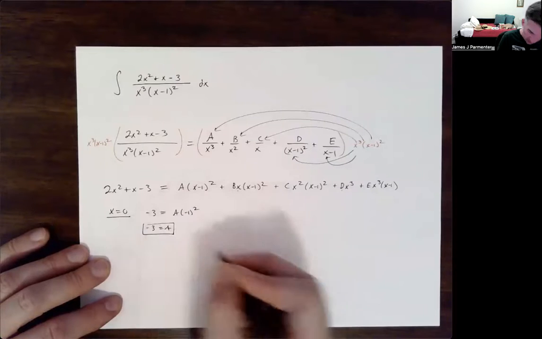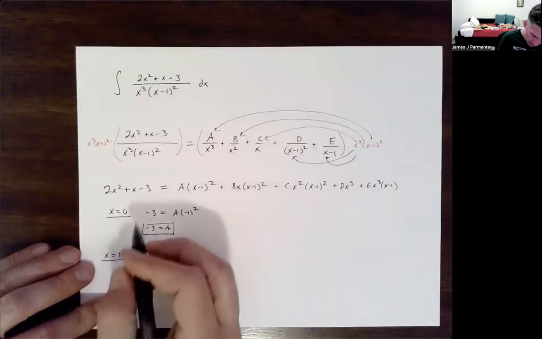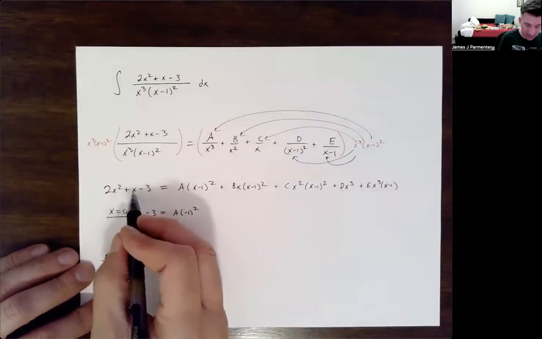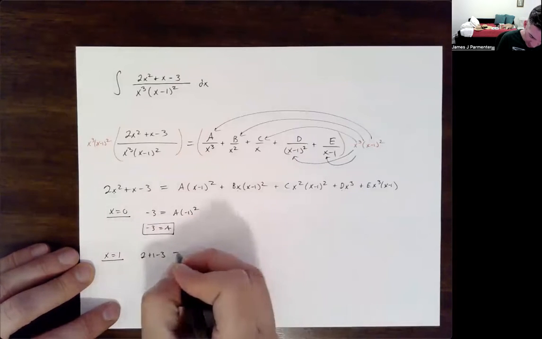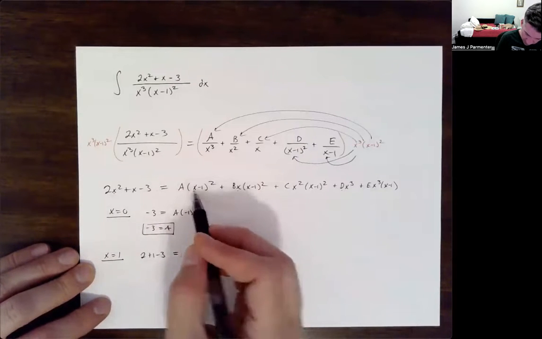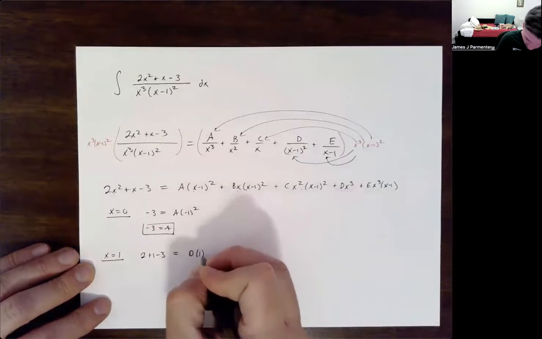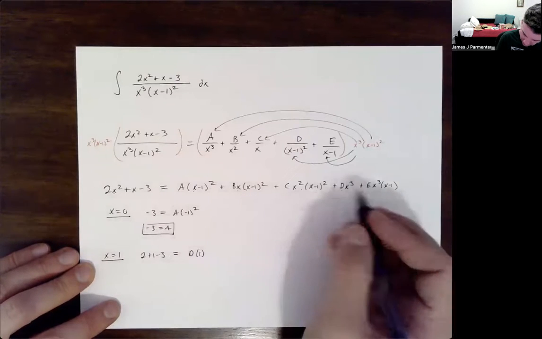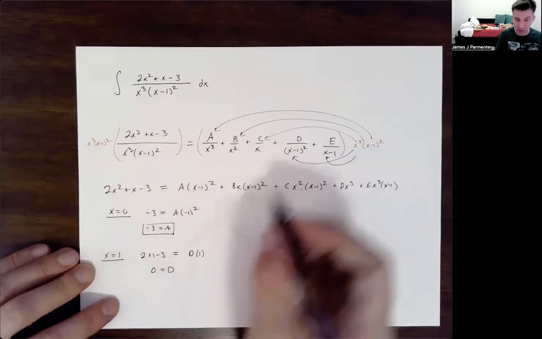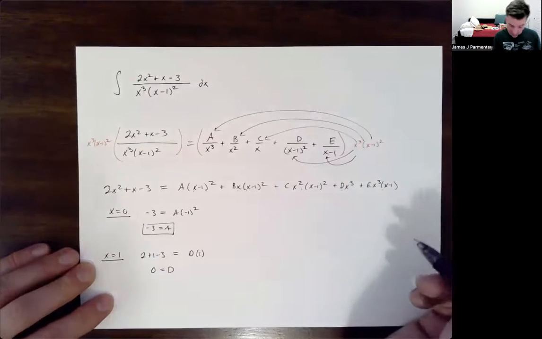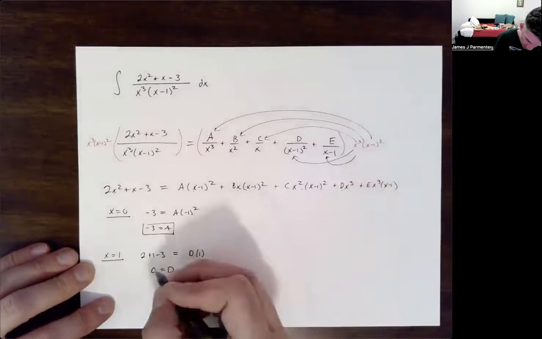Great. Let's pick our other convenient value, which is x equal to 1. So plugging in 1 here, you get 2 plus 1 minus 3, which is a 0, equal to 0 plus 0 plus 0 plus d times 1 cubed. 1 cubed is 1 plus 0. So 2 plus 1 minus 3, that's a 0, equal to d. Sometimes that happens. Sometimes terms just don't end up being part of your integral. So this piece of our partial fraction decomposition is just going to be 0.